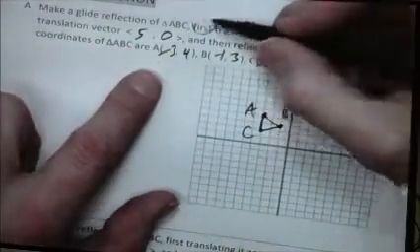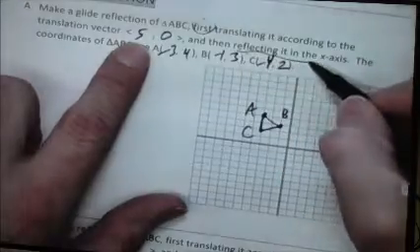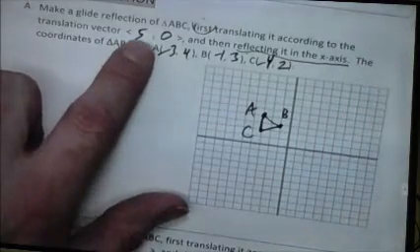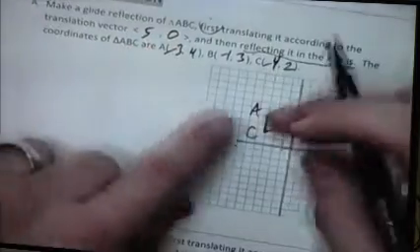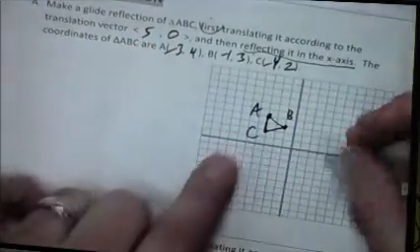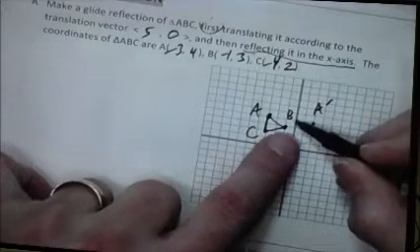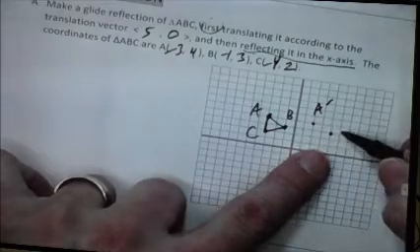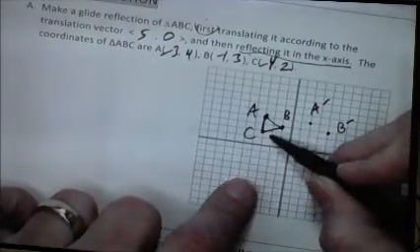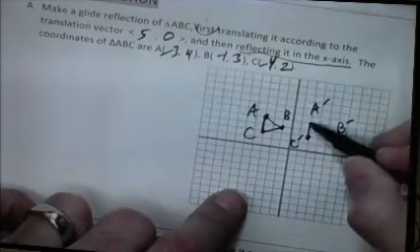So we're going to first translate it according to that vector, then reflect it in the x-axis. So 5 and 0 means we just add 5 to each of these and just move it. It just moves this way 5. The whole thing moves 5. 3, 4, 5. There's A prime. 1, 2, 3, 4, 5. Here is B prime. 1, 2, 3, 4, 5. Here is C prime.